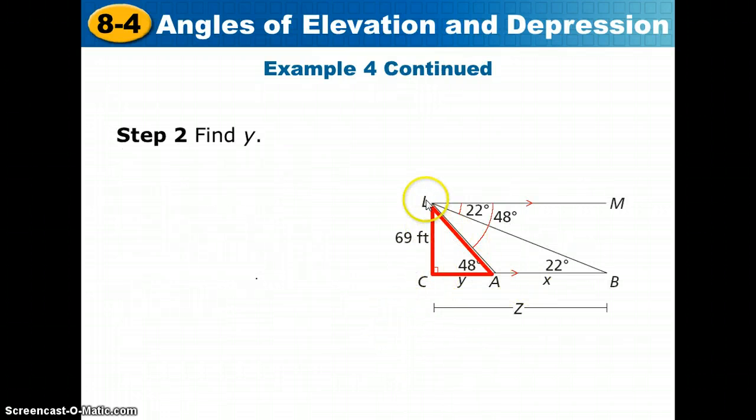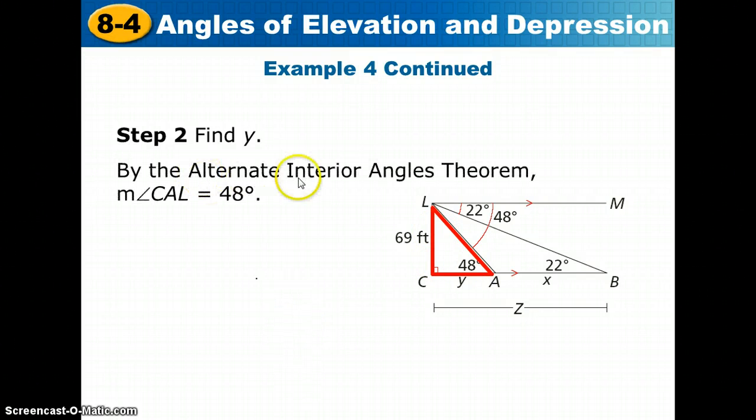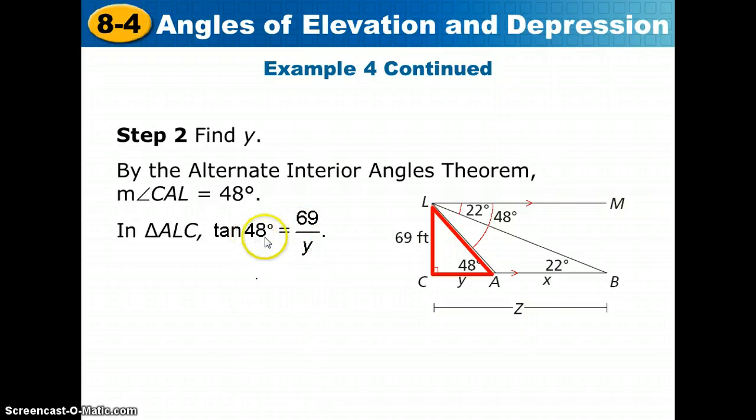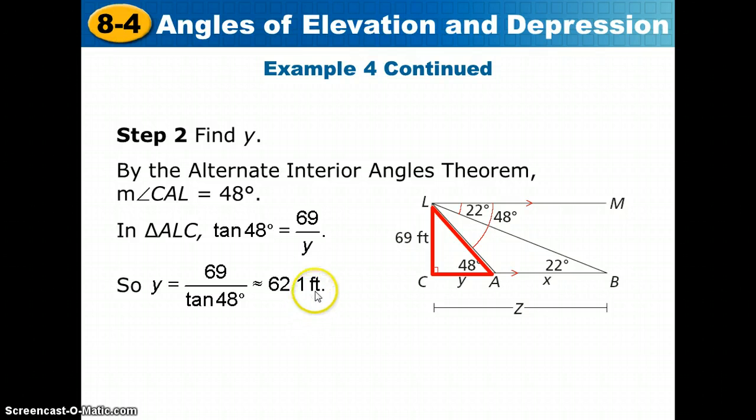We're going to focus on this triangle, LCA. By the alternate interior angles theorem, the measure of angle CAL is 48 degrees as well. And so to find Y, that's the adjacent leg to 48 degrees, we're going to use the opposite leg, 69 feet, to write this equation. The tangent of 48, because it's opposite over adjacent, equals 69 over Y. We need to solve this equation for Y by multiplying both sides by Y first, and then dividing by the tangent of 48. We should get that Y equals 69 over the tangent of 48 degrees, which is about 62.1 feet. So go ahead and write 62.1 feet where this y is.